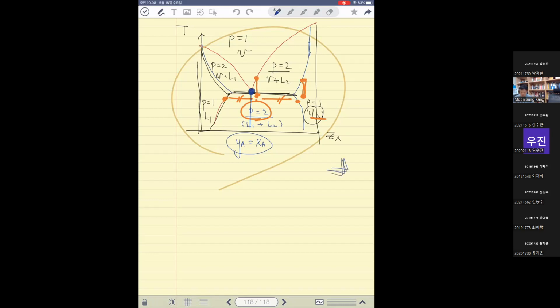So that's the complicated story today. And we will continue the discussion on the phase diagram in the next class, right?